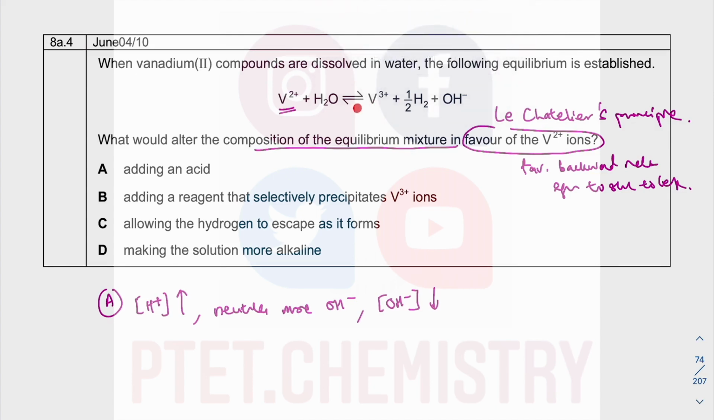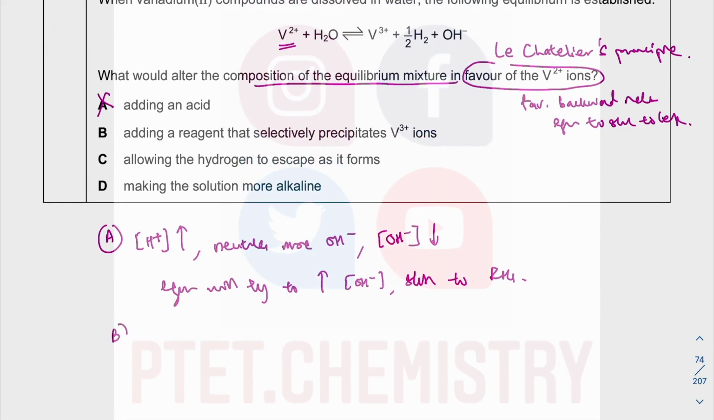What will this equilibrium do to counteract this? So equilibrium will try to increase the concentration of OH minus. It will shift to the right hand side. This is not what you want. You want it to shift to the left. All right, how about B?